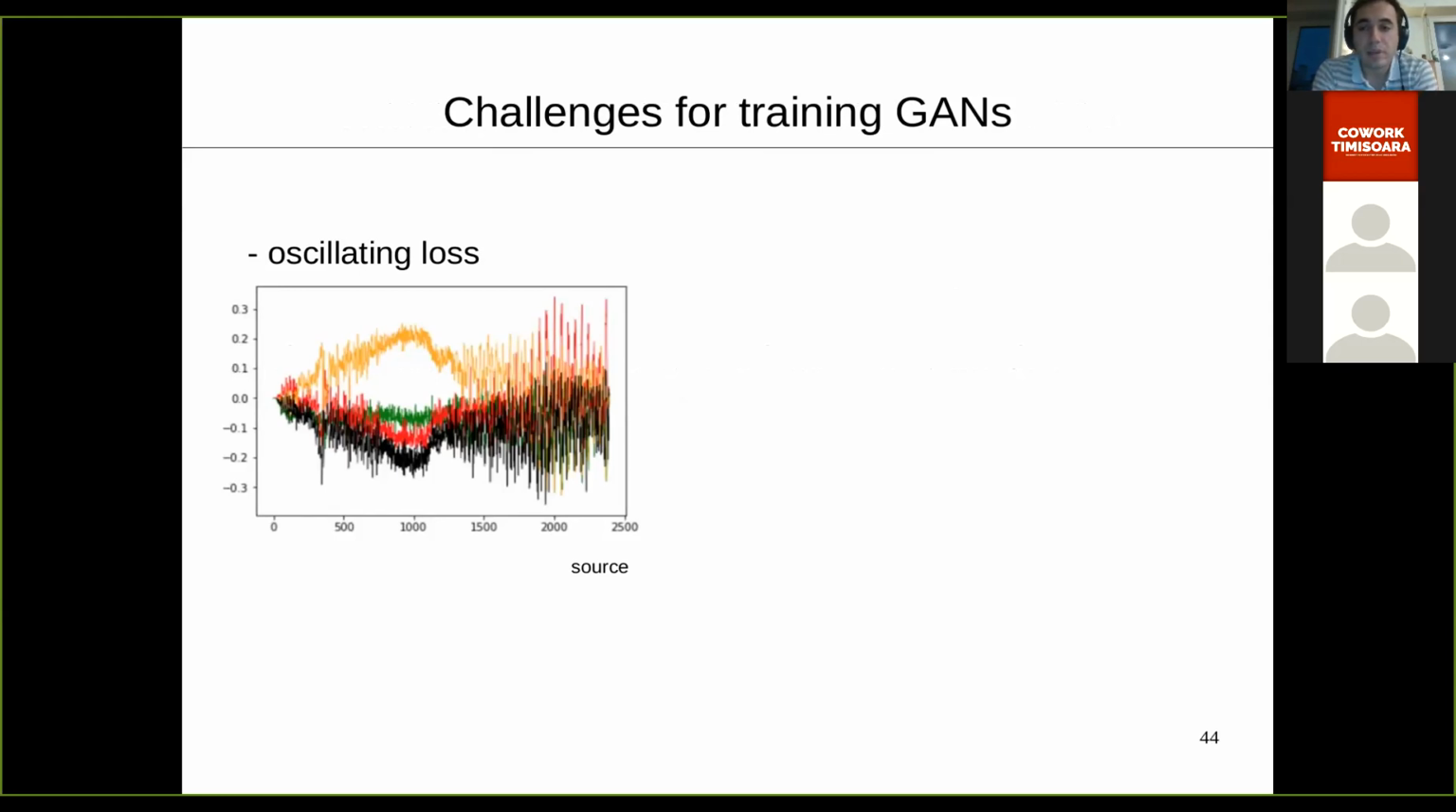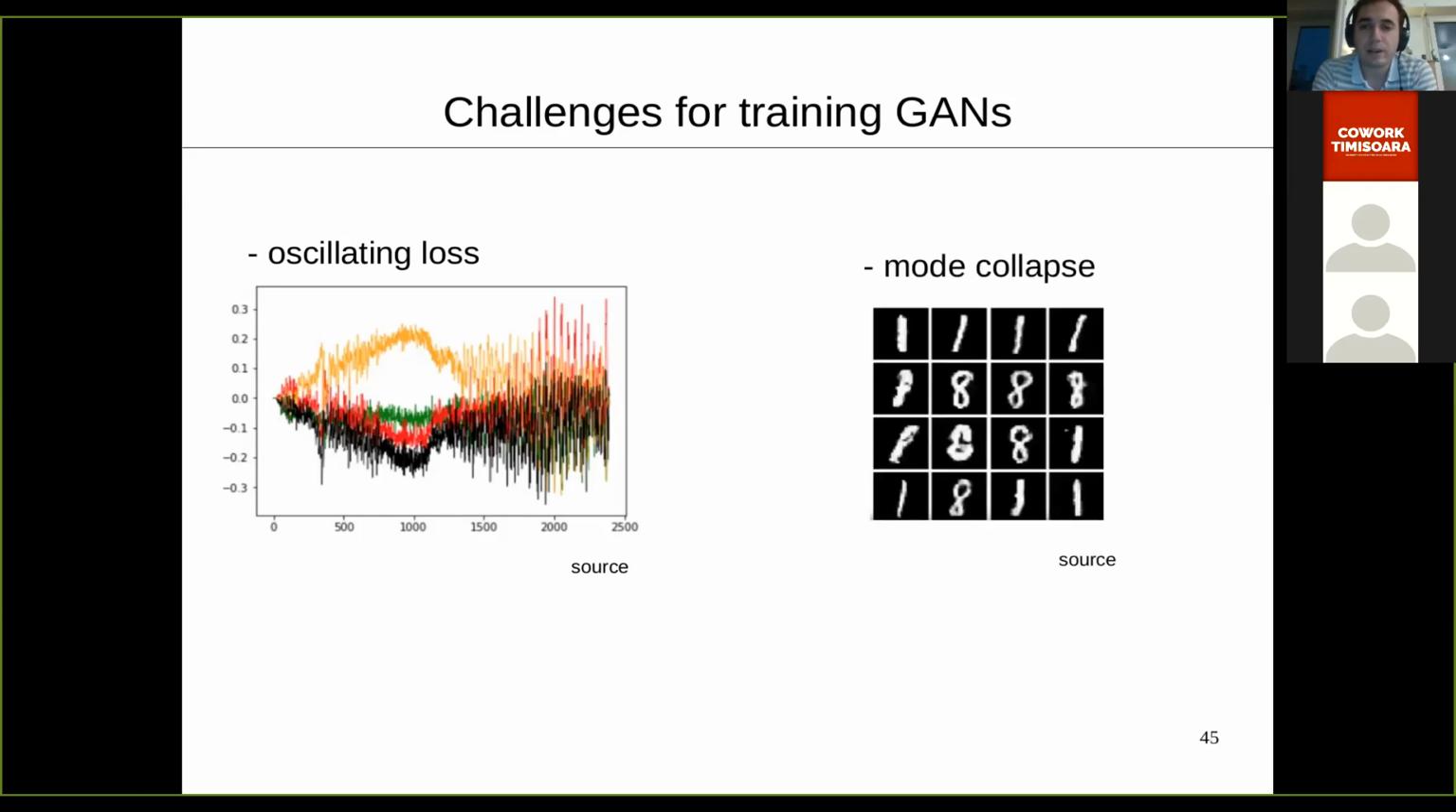And maybe some of you who train neural networks have already seen this. Another problem is mode collapse. What does mode collapse mean? Well, it will just produce some of the classes, not all of the classes. As you can see here, many ones, not so many 5s or 3s.